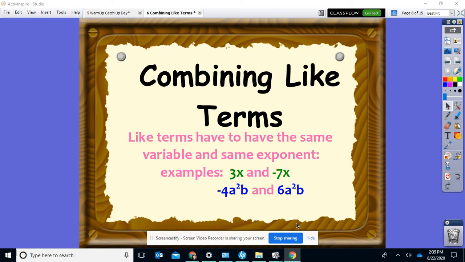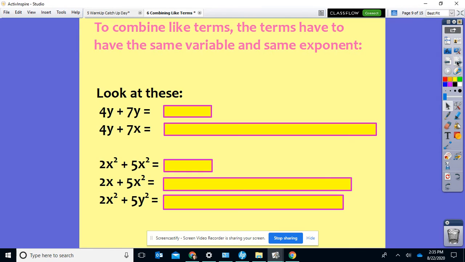Let's take a look at combining like terms. So remember, when you combine like terms, you have to have the same variable and the same exponent. So there are a couple of examples that can be combined. So let's look at more examples.